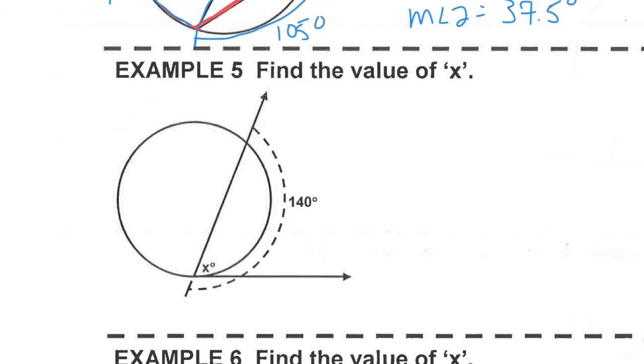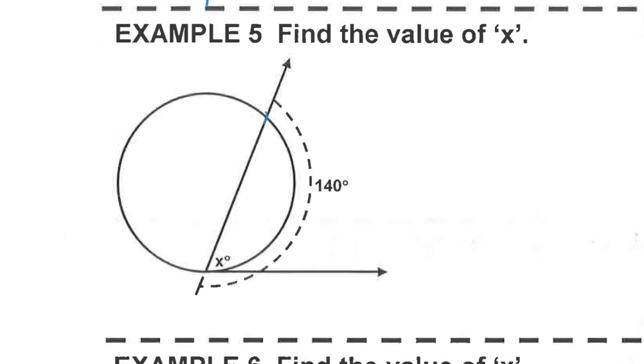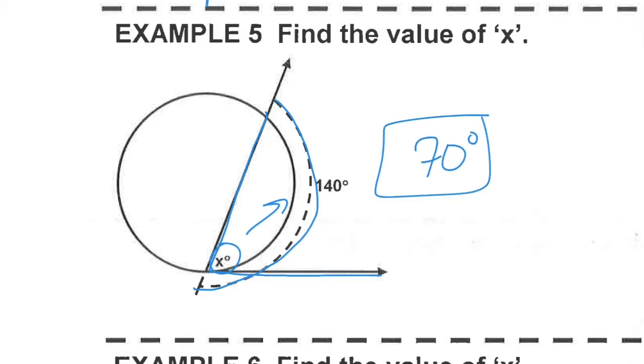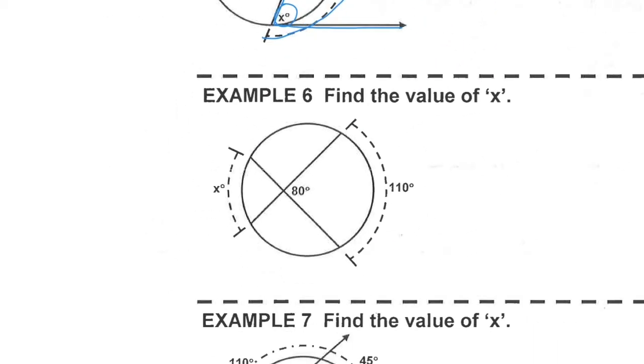This next one's probably the easiest one. We've got an angle here. It looks like I've got a secant and a tangent, and they tell us that that arc length is 140. So this is just like the inscribed angles. This angle is half of the intercepted arc, so our answer is 70 degrees, or just 70, that would be okay.